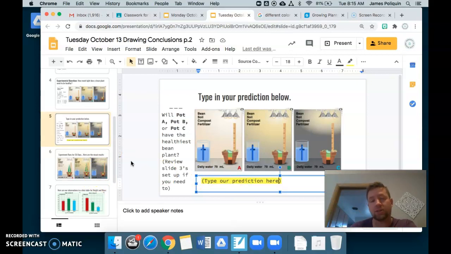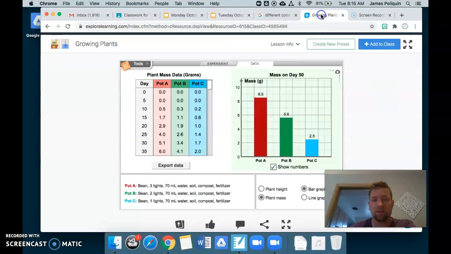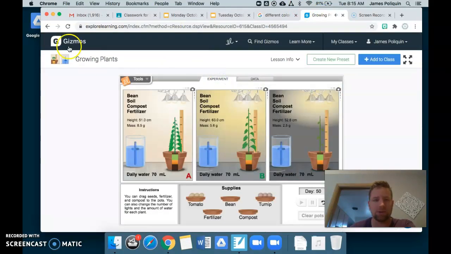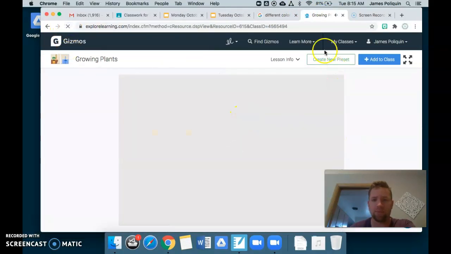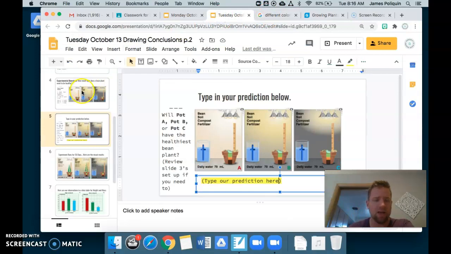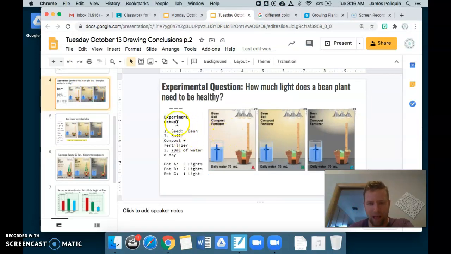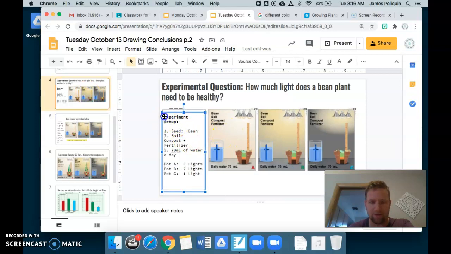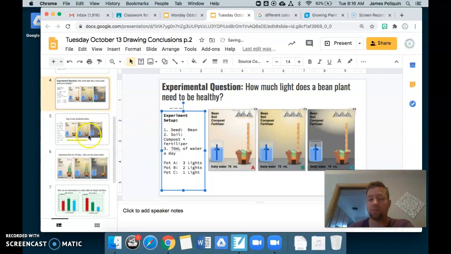You can do this experiment if you want in EL Gizmos. You can do it yourself. I just did it for us because I know some of us were having issues with EL Gizmos. But if you want to do the experiment, you can set it up on your computer, but make sure that you're setting it up how we have it set up on slide 3. You do not have to go into Gizmo and do it yourself. I am sharing what I saw with you.